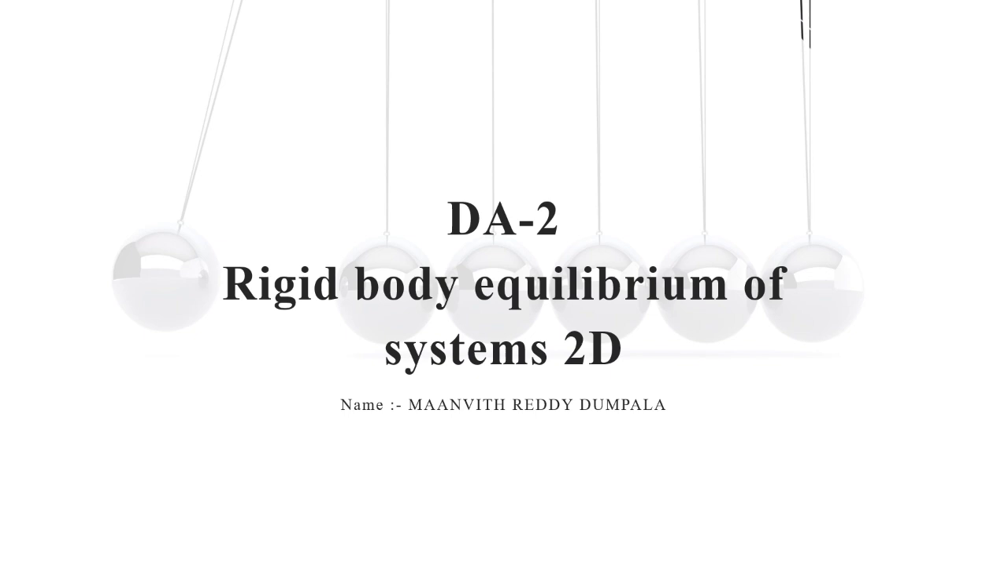But first, we'll get to know what rigid body equilibrium is. It is when a body is either at rest or moving with constant velocity, meaning there is no net force or torque acting on it, and this ensures the body remains stable and does not accelerate linearly or rotate. So let's get into the problem.